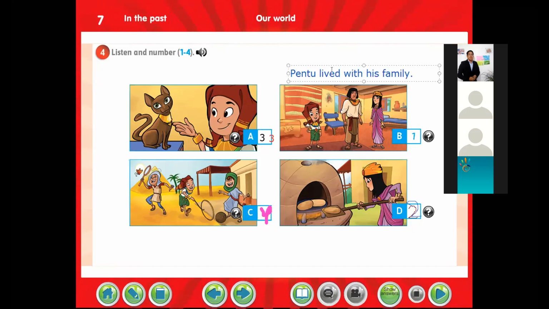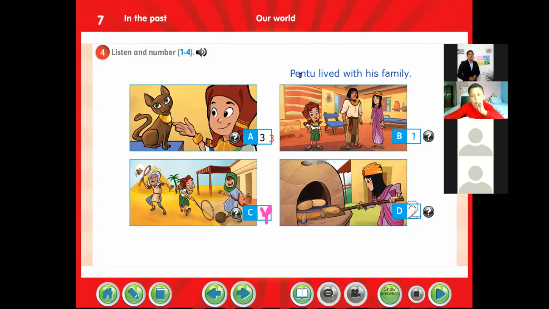Okay, please copy this in your books. Pentu lived with his family. We are using the past tense. In picture one, Pentu lived with his family.